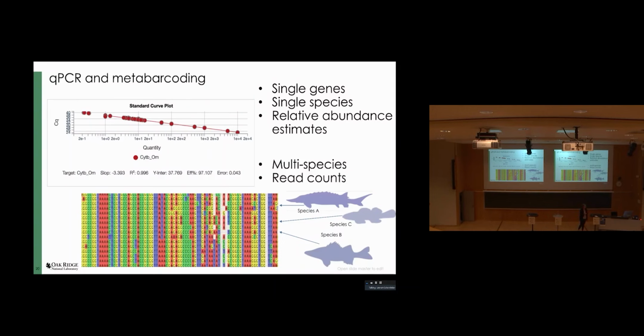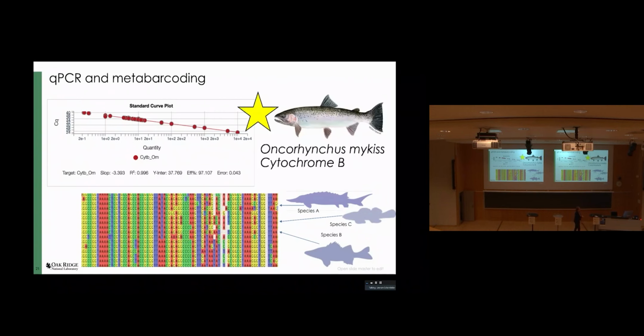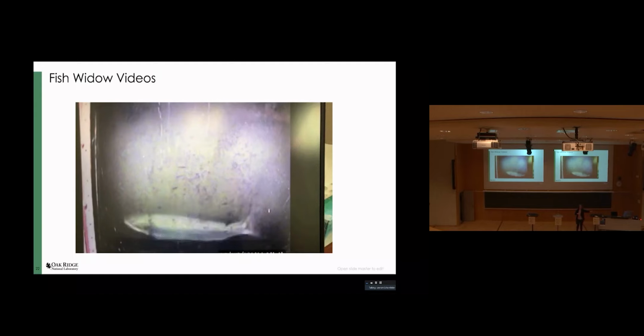Whereas metabarcoding allows you to look at multiple species at a single time, so the whole fish community, but you get read counts. Quantifying the number of individuals from read counts is a little more precarious and needs some refinement. So today we're going to just focus on qPCR on one single species, steelhead, for cytochrome B.